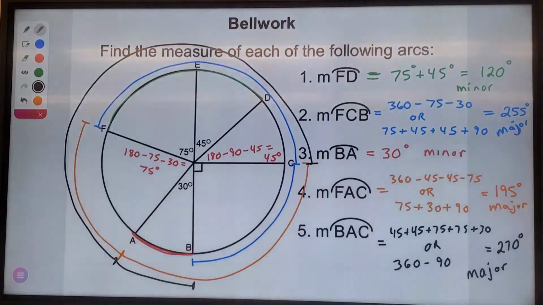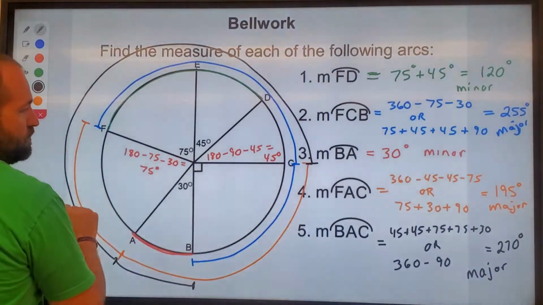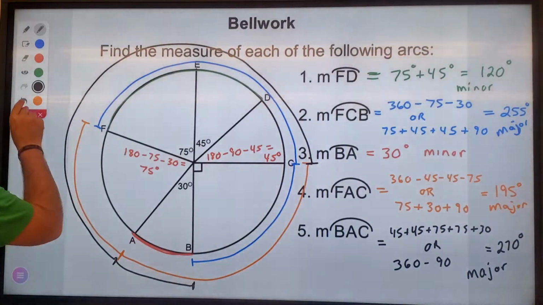Okay, so again, important note, these are central angles. So again, they are angles that come to the center, and their vertex is at the center of the circle. Okay, these are central angles.